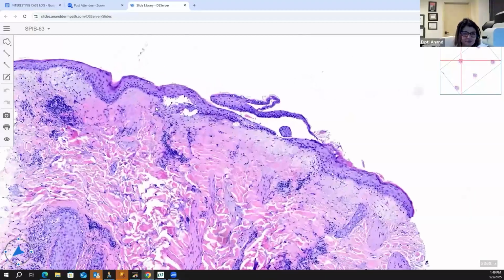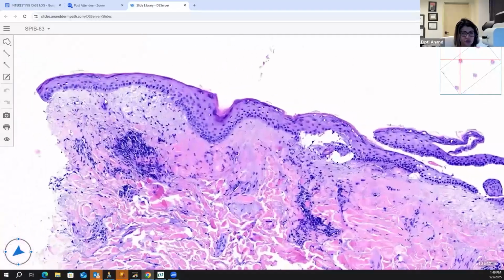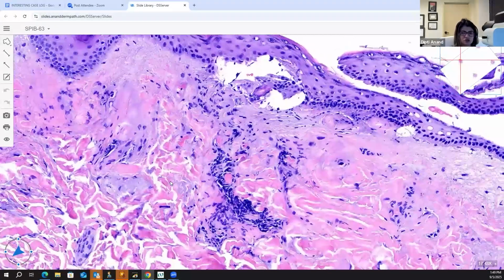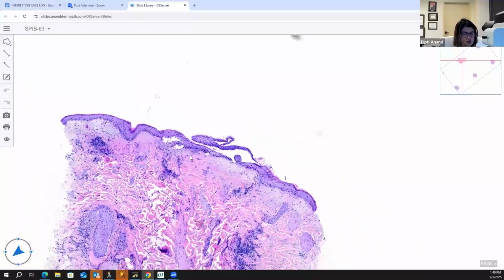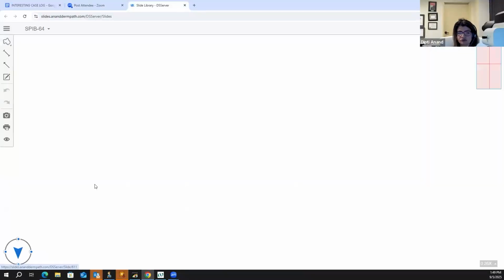And the entire epi is affected. It's not just where the hair follicles are coming. The entire thing is affected. And this, by the way, is beautiful, thick basement membrane, and plus there is mucin. Good. You see the 63, this is 64.